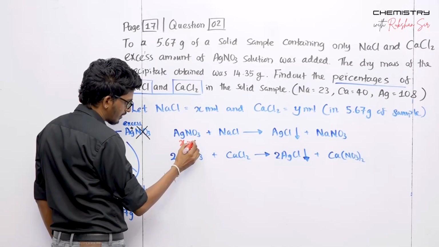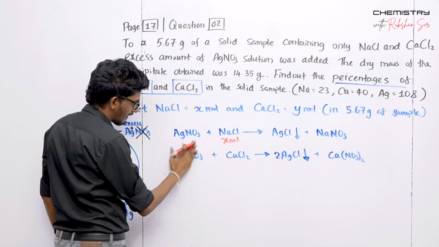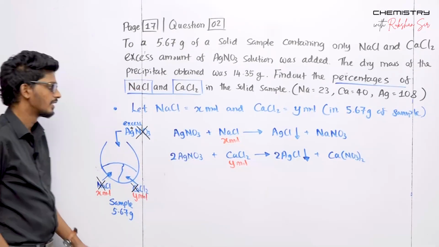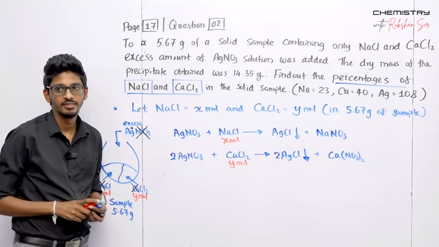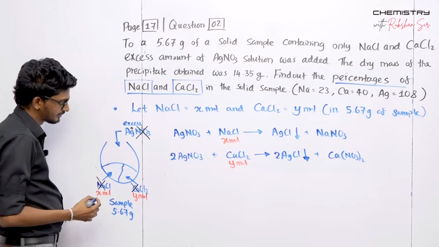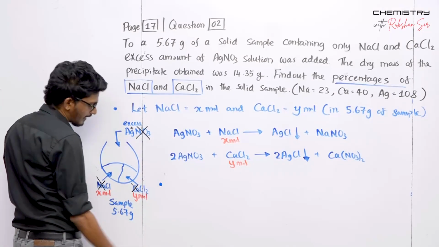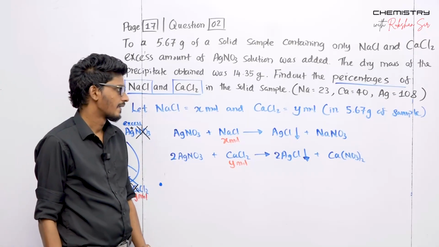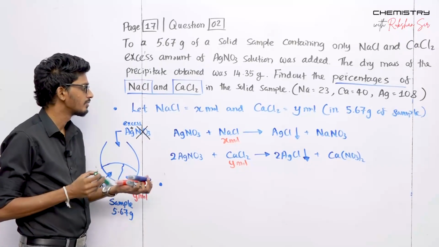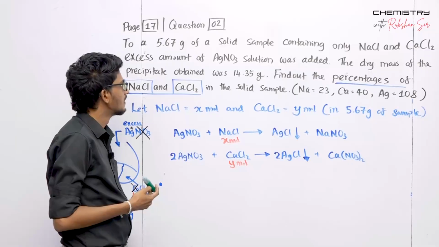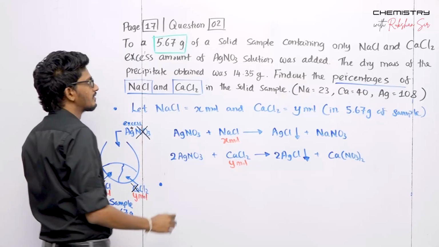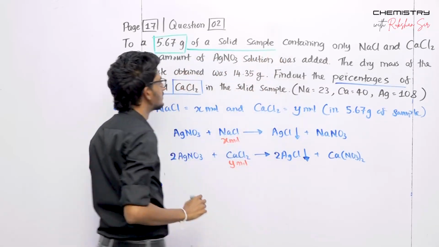So these are the two balanced chemical reactions. You are with X moles of NaCl and Y moles of calcium chloride. Balancing chemical reactions, that is done. Third thing, coming up with the simultaneous equations with the use of data points. What are the data points available here? The first data point is 5.67 grams, the mass of the solid sample.